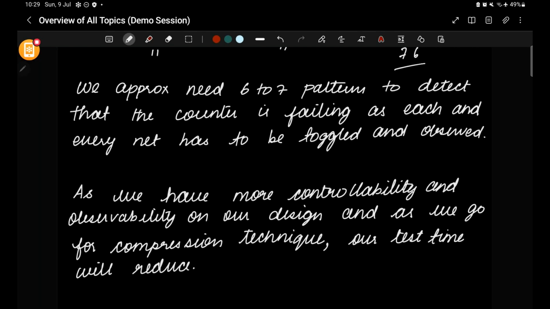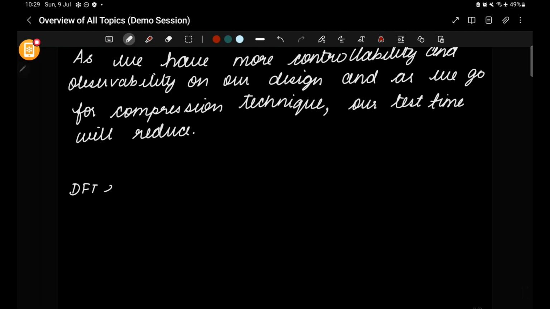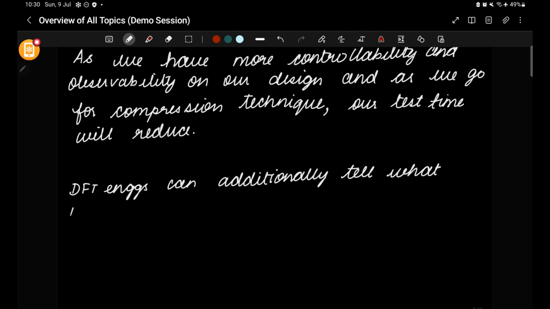And one more important point is, a functional verification engineer can only tell that that particular counter is failing. But DFT engineers can additionally tell what manufacturing defect has caused the counter to fail.